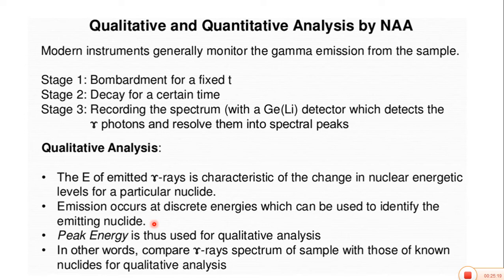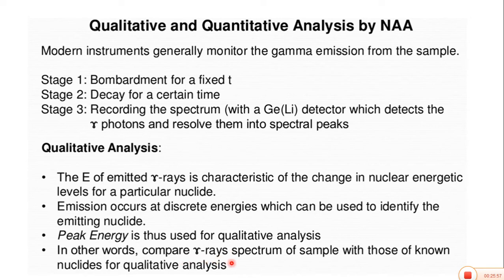So definitely when energy is released from such nuclei which are actually activated, and these energies are discrete, a line spectrum is formed. Due to this reason, each line spectrum is associated with a particular nuclide, and it will never overlap with or be similar to any other nuclide. So in this regard, we would be able to identify the particular nuclide. Peak energy is thus used for qualitative analysis. So peak energy gives you which type of element is there.